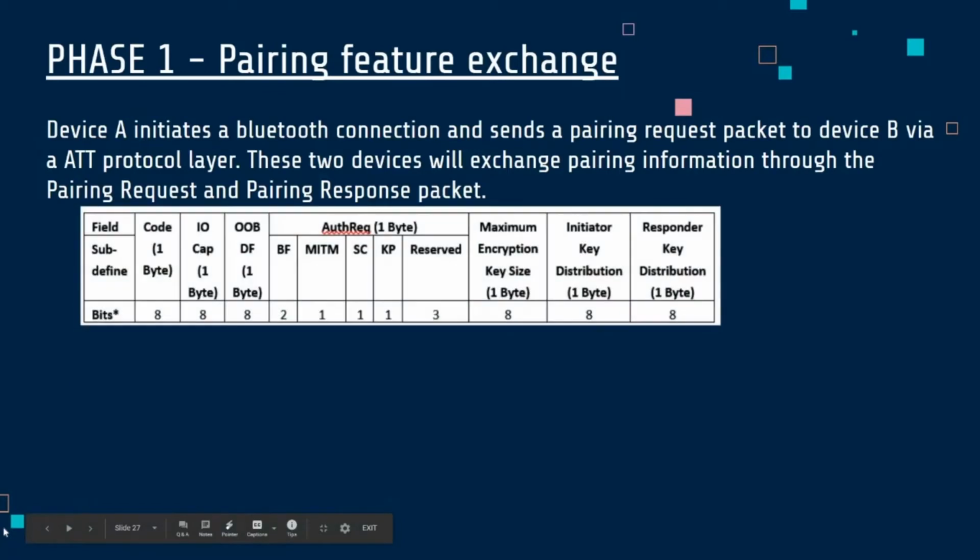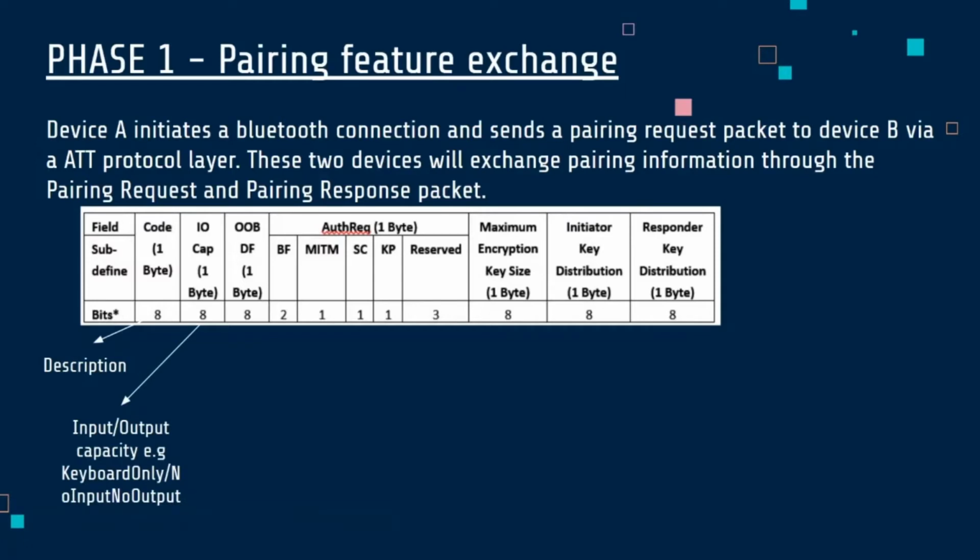In this diagram, we can observe an example of a pairing request packet. Today we'll just look at some important features of a typical request packet. The second column, code, represents a basic description of the packet. The third column, I/O capacity, represents the input and output capacity of the Bluetooth device, for example, that the device only supports keyboard only.